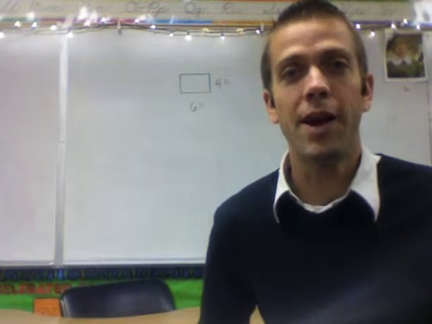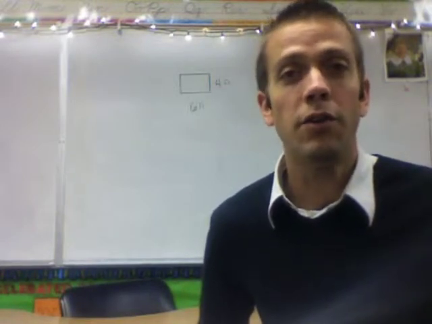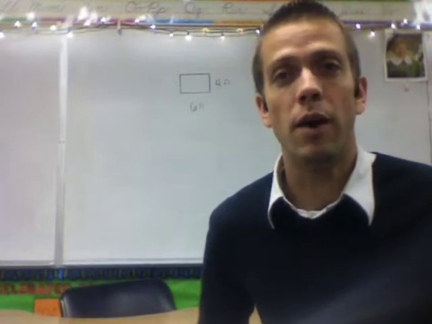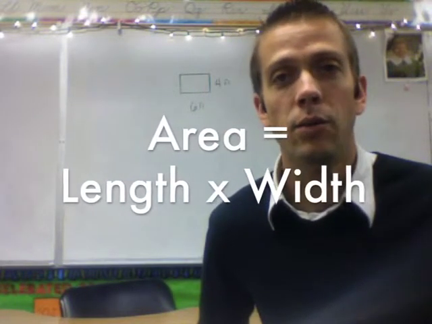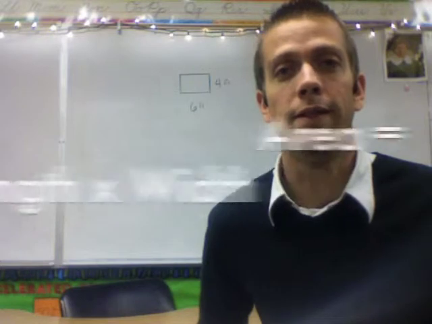Welcome to lesson 59, area of a rectangle. Now don't forget that a square is a special kind of rectangle, so you could also use this formula to find the area of the square as well. And the formula is very easy. It is area equals length times width.